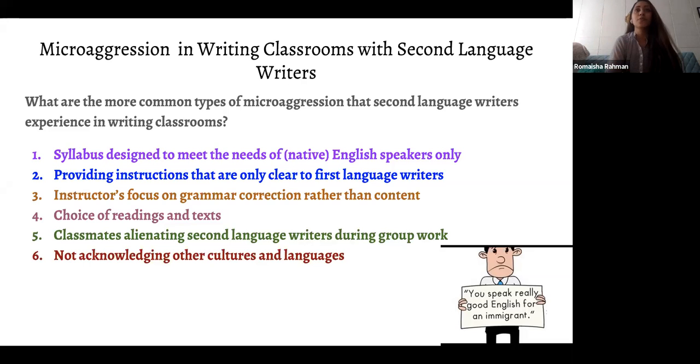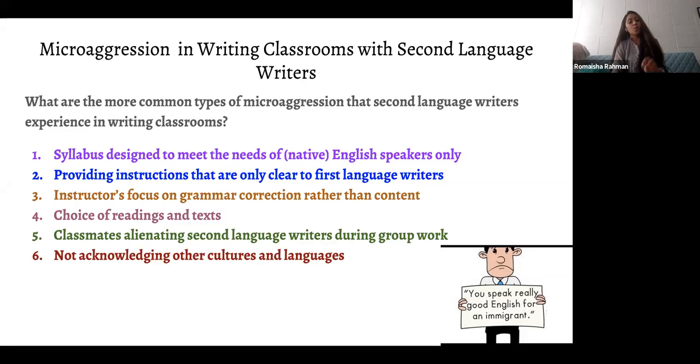So speaking from experience as well, I have learned English all my life. I started learning English when I was 3. But still a lot of idioms are new to me. Learning English for that long, when I don't know all the idioms, how do you expect people who are learning English for the past 5 years, or even 2 years, to understand what exactly those idioms mean? So providing instructions that are only clear to first language writers, that is what I mean: when you're using language in the classroom, where you're giving directions, you have to be explicit, to the point, and use language that does not have a dual meaning or is not ambiguous.